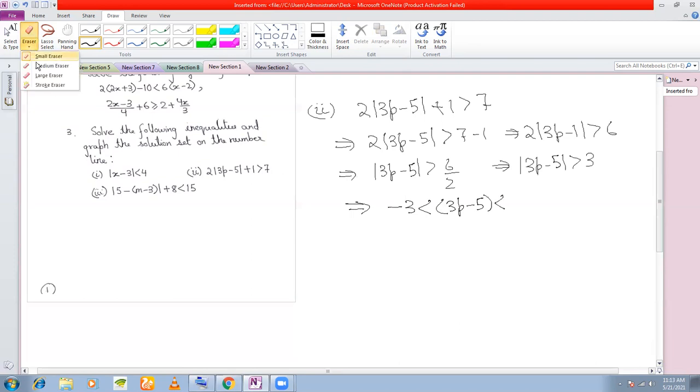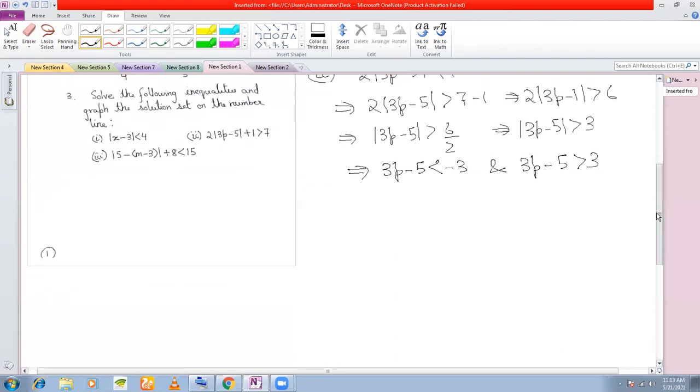Oh, greater than. No, this is greater than. It cannot lie between. That means you can say that 3p minus 5 is less than minus 3 and 3p minus 5 is greater than plus 3, because there's a greater than sign. So we'll solve this: 3p minus 5 less than minus 3, 3p minus 5 greater than 3.